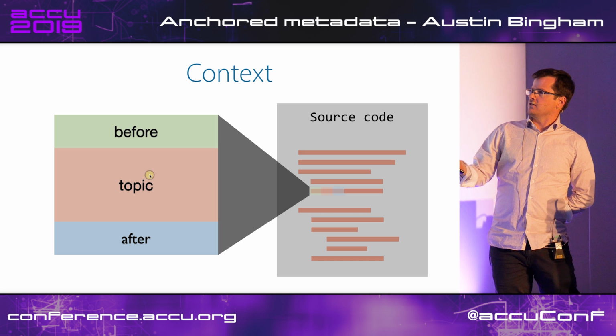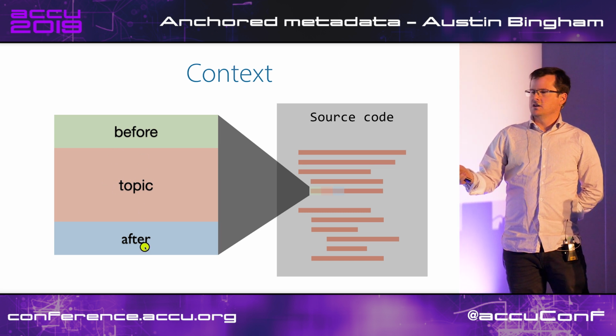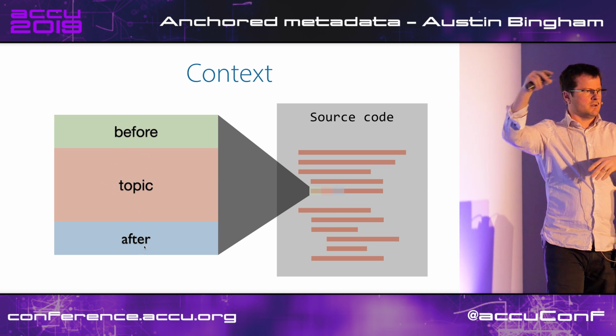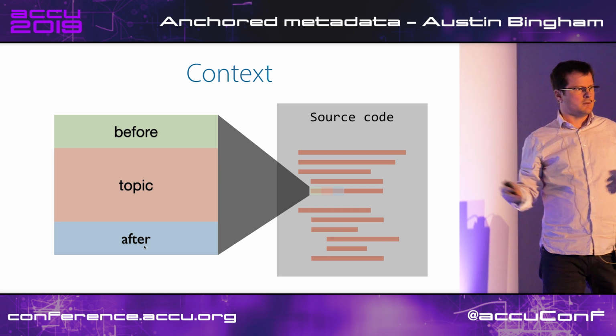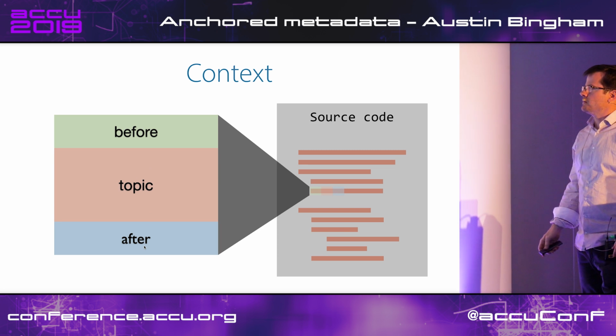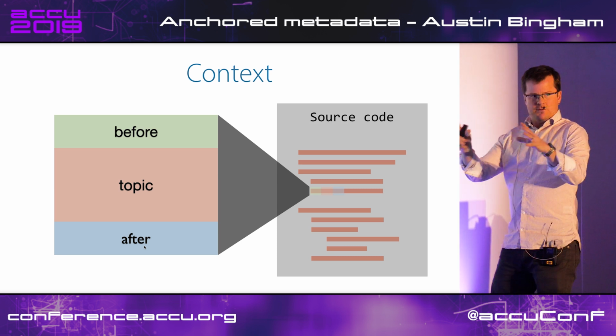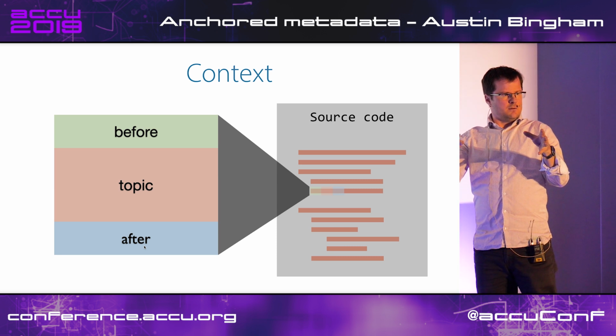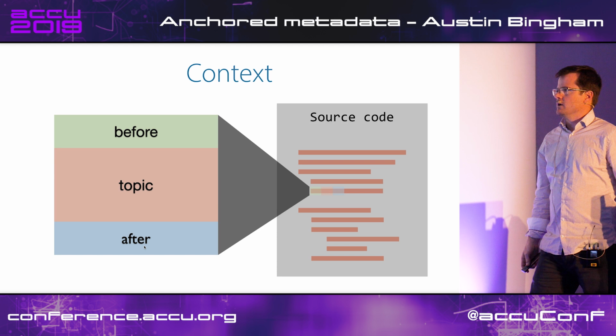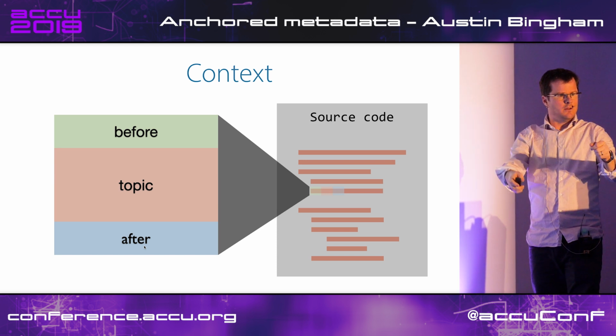So the context has the topic, and it has a bit of text from before and after the topic. So 10 characters, 100 characters, it's a variable you can choose. So that you have a snapshot of what it looked like at the time you were tagging it. And we're going to use that snapshot later on to realign the code.